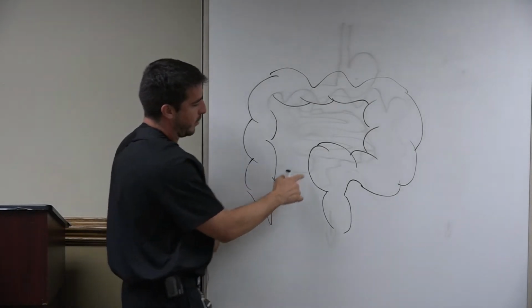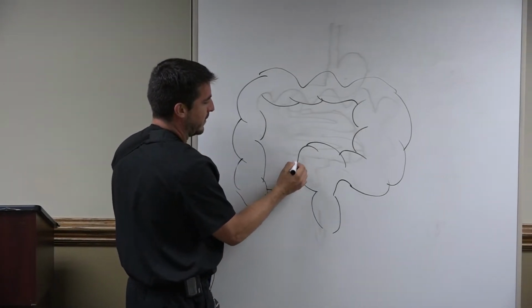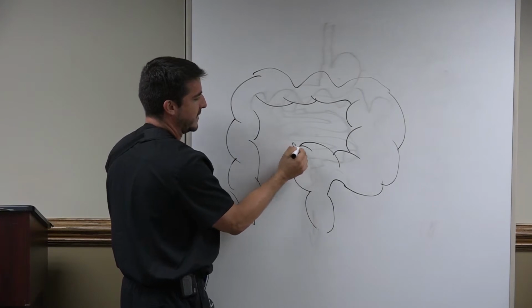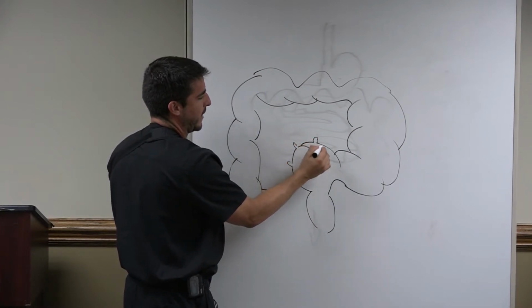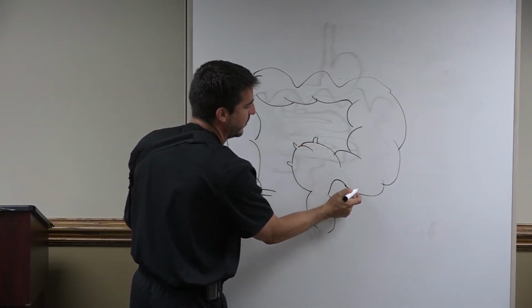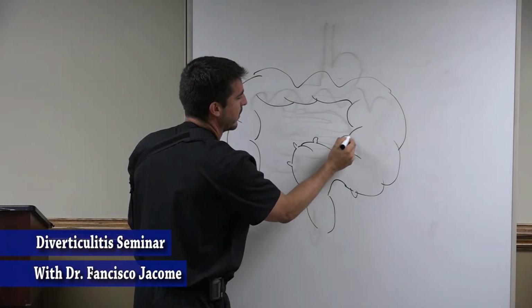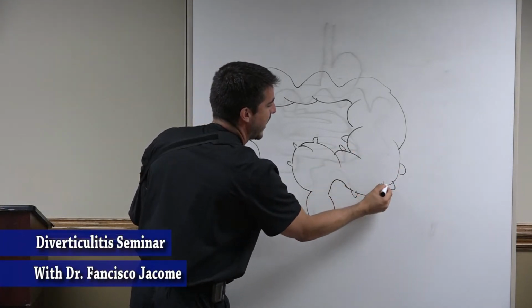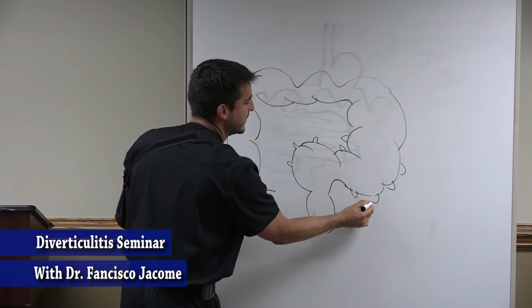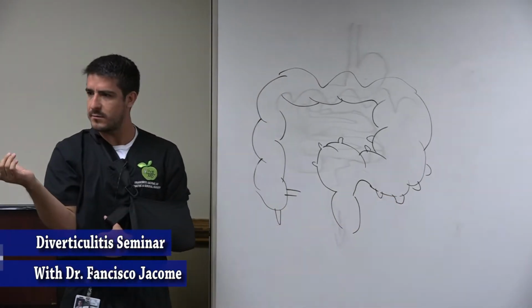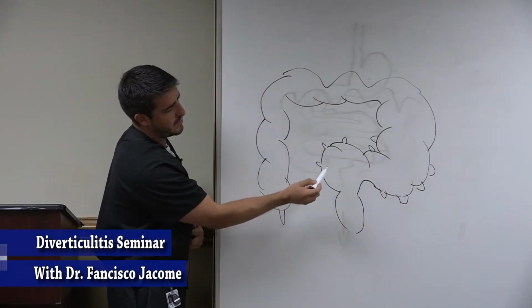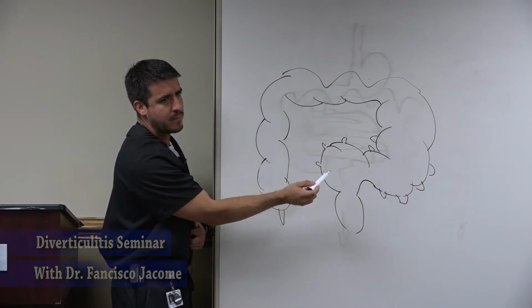Diverticulums are little out pouches that happen in the colon, kind of like that. Can you all see what I'm doing? Okay, little out pouches. I mean, it looks like little blisters that happen on the colon. It can happen pretty much anywhere throughout the entire intestine. The most common area to have diverticulums is right here, okay?